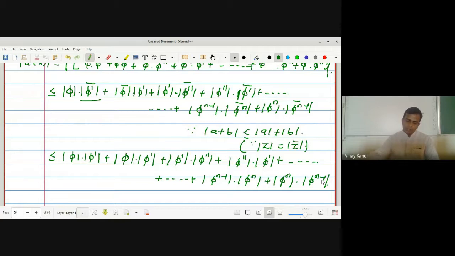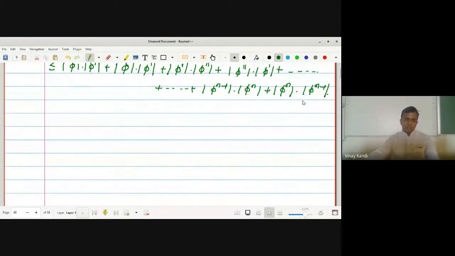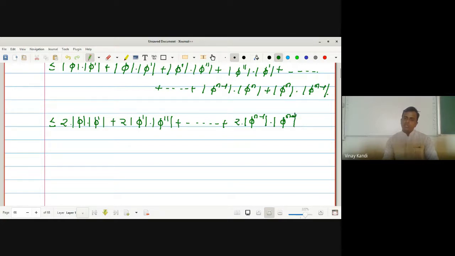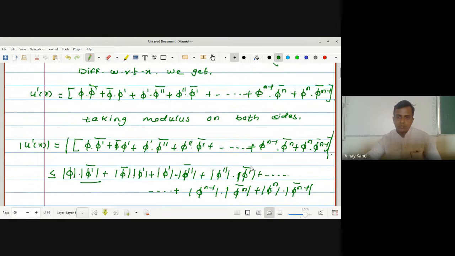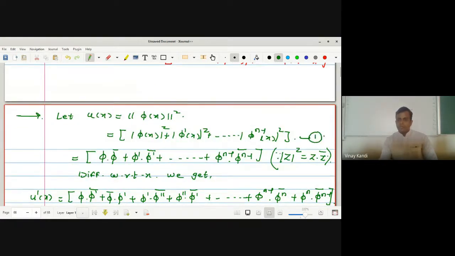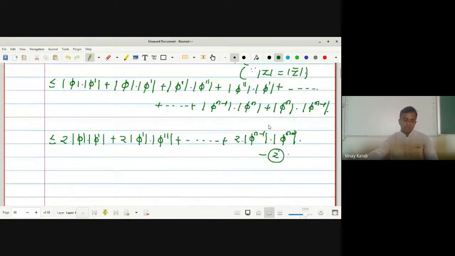Okay, any doubt up to here? No, sir. Which is less than or equal to, solve करत चला, 2 times mod of phi into phi dash plus 2 times mod of phi dash into mod of phi double dash up to so on plus 2 times into mod of phi raised to n minus 1 into mod of phi raised to n. Okay, any doubt up to here? Give it an equation number. Okay, equation 1 कशाला द्यायचं? Give this an equation number 1. Okay, equation number 1, this is the equation number 2.